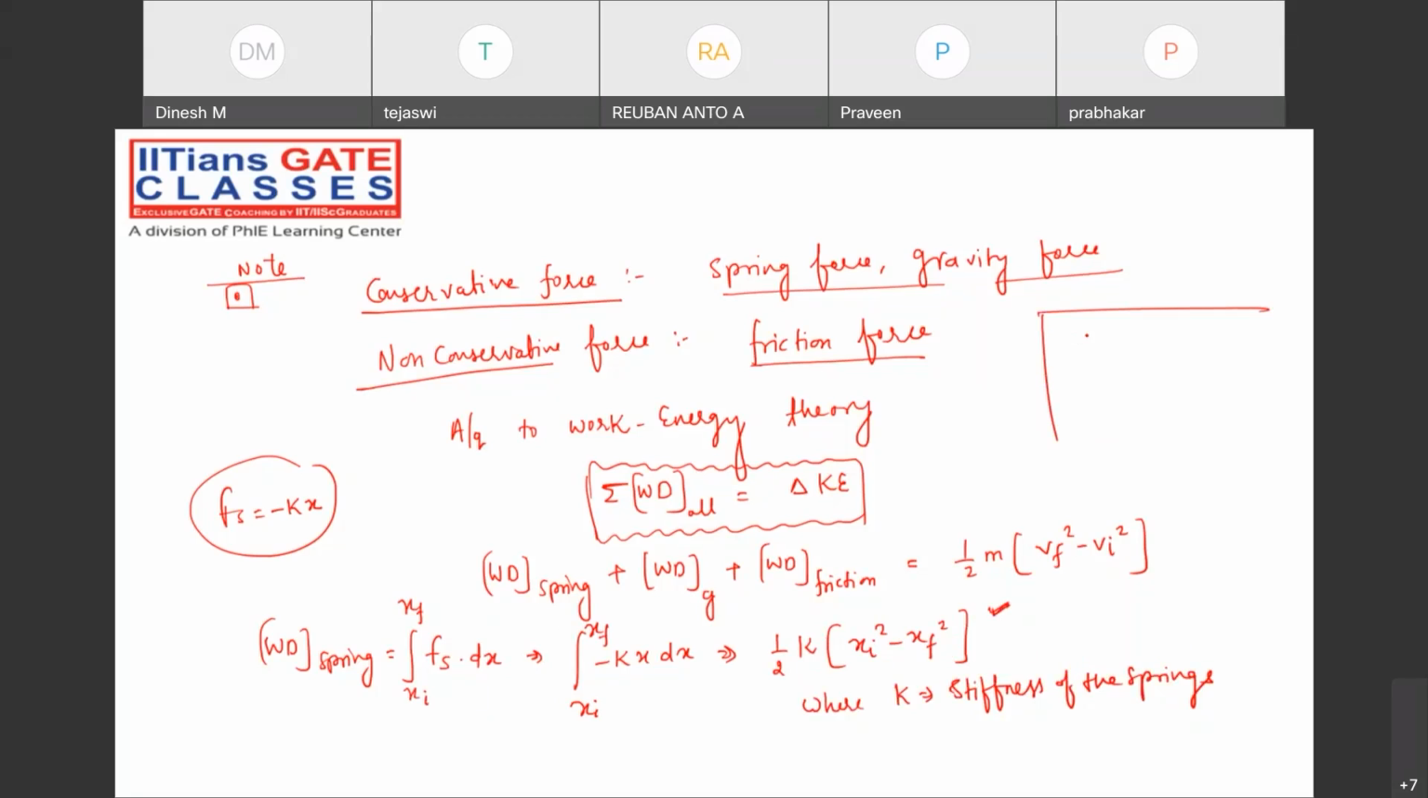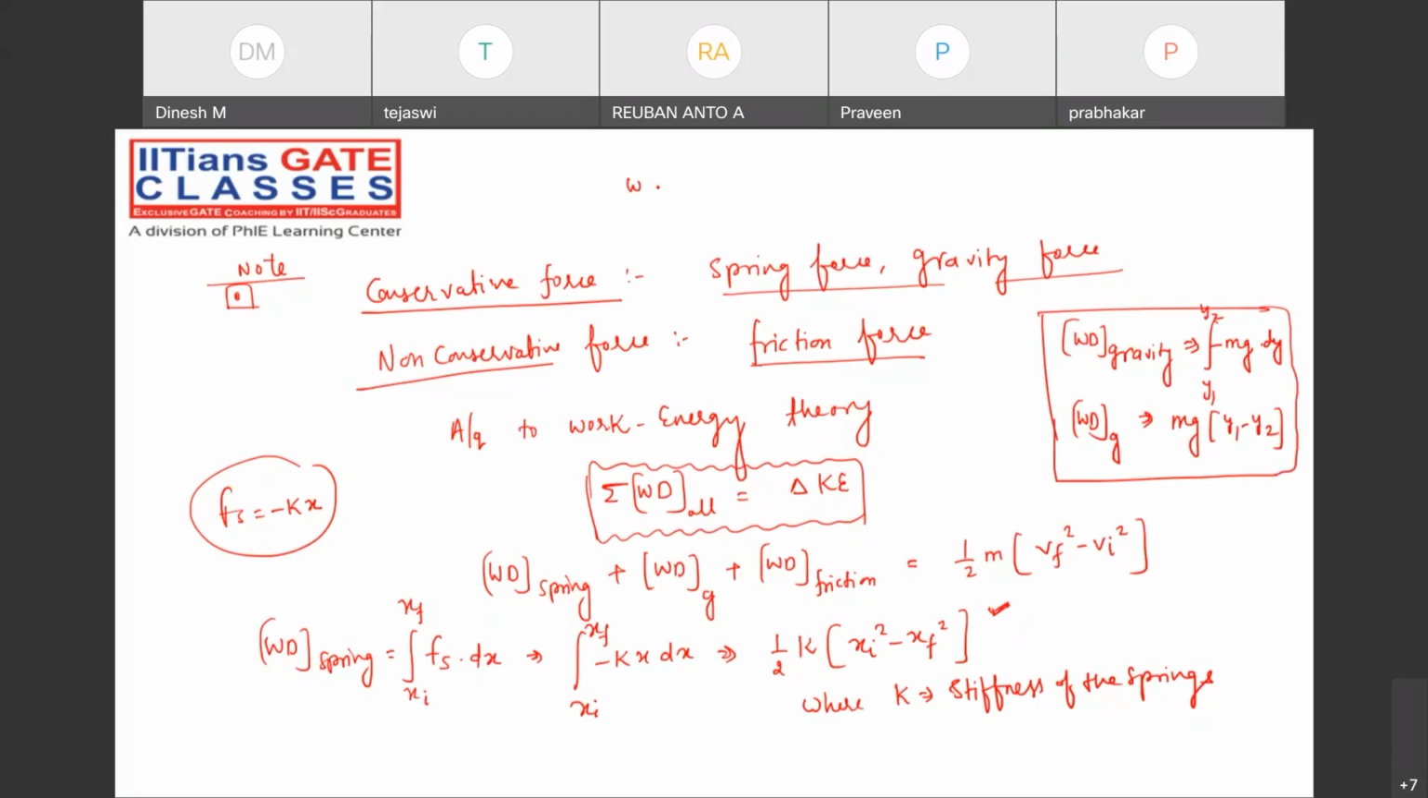Let me write the work done by gravity force. That is also equal to minus of mg into dy from y1 to y2. So whenever you want to write it, you just write mg into y1 minus y2. That is the correct method. Please note down, very, very important.